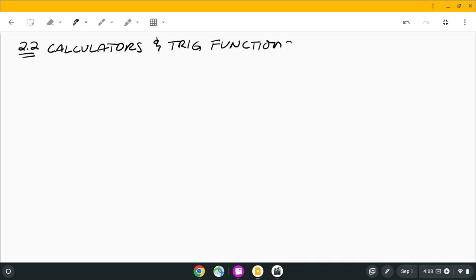Okay, so 2.2, calculators and trig functions of acute angles.